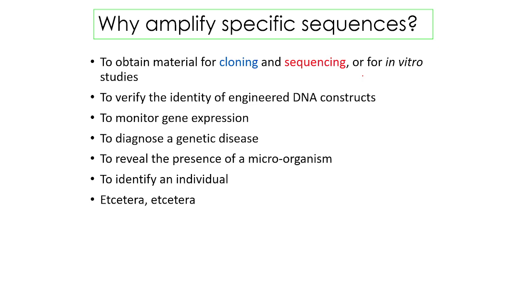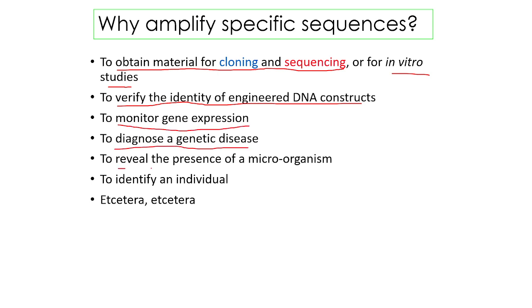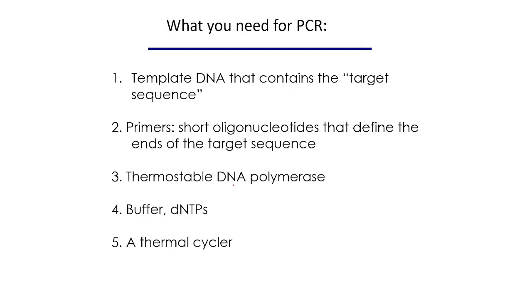Also it helps to identify an individual and reveal the presence of any kind of microorganisms. So first one is obtaining your materials for cloning and sequencing or for in vitro studies. Next one is verifying the identity of the engineered DNA construct. The next ones are monitoring gene expression, diagnosing a disease, revealing the presence of a microorganism, and identifying an individual. So these are the different reasons why we need to amplify your specific sequences.